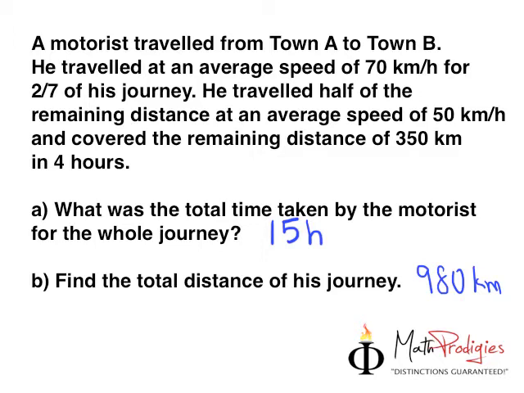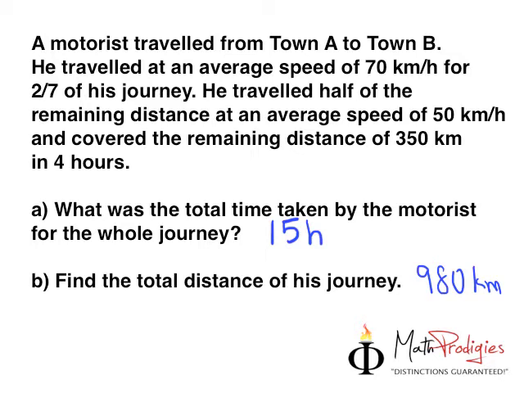A motorist, a person who's riding a motorcycle, or it could be the one who's driving. A motorist could mean either thing. Let's imagine he's riding a motorcycle and he traveled from town A to town B. He traveled at an average speed of 70 kilometers per hour for 2 out of 7 of his journey. He traveled half of the remaining distance at an average speed of 50 kilometers per hour and covered the remaining distance of 350 kilometers in 4 hours. What was the total time taken by the motorist for the whole journey?